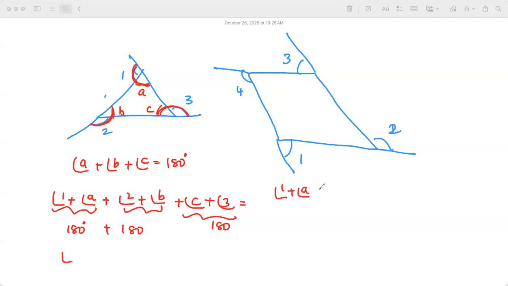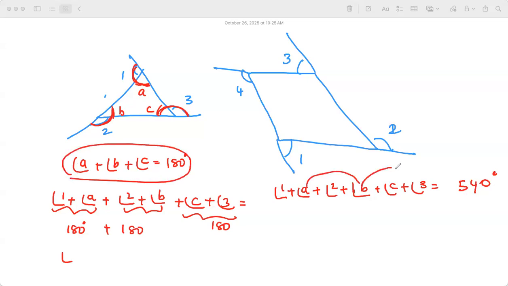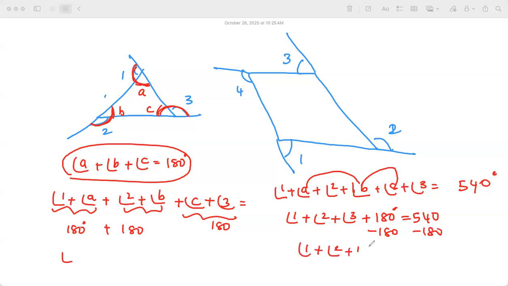1 plus A plus 2 plus B plus C plus 3. You all know that it is 180 times 3, which is 540. Now, you only told me A plus B plus C adds up to what? 180. So 1 plus 2 plus 3 plus 180 is 540. Can I say that? Subtract 180 on both sides. What do you get? 1 plus 2 plus 3 is 360. That is why.